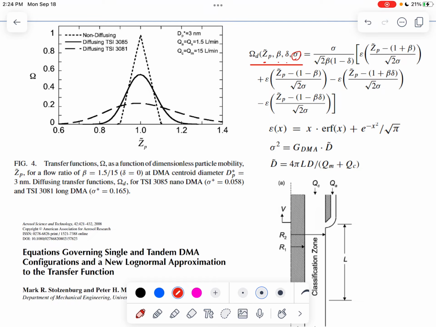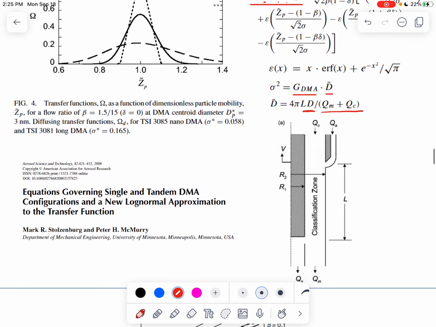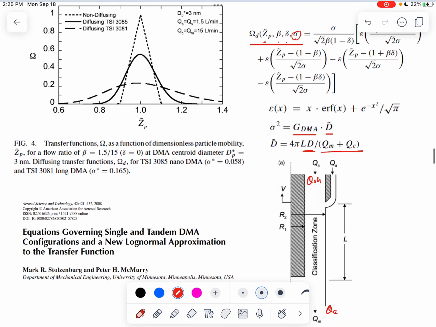So the sigma is dependent on the geometry of the DMA and also a normalized diffusion coefficient. The normalized diffusion coefficient is further related to the diffusion coefficient of the particle and the flow condition. In this paper, again by Stolzenburg and McMurry, the QM and QC are just the QE and Q sheath, exhaust and sheath flow. These are just different ways to represent them. In this paper they also showed what the transfer function looks like.